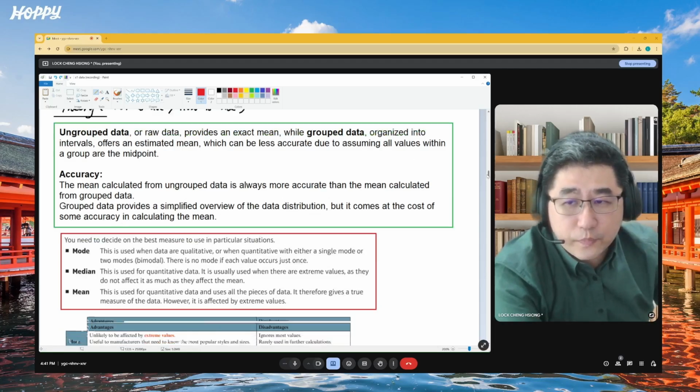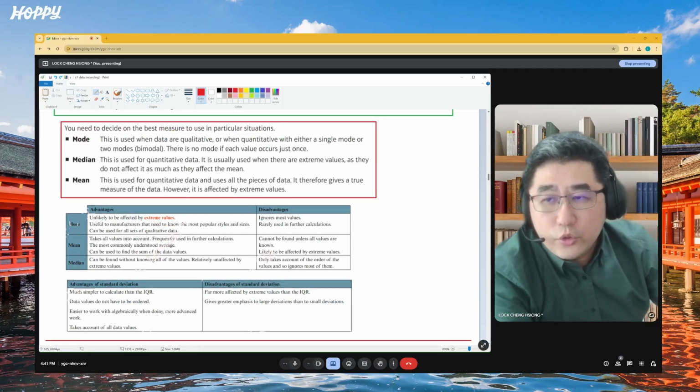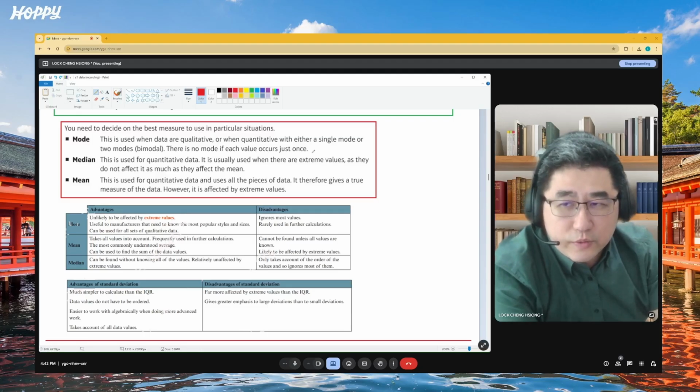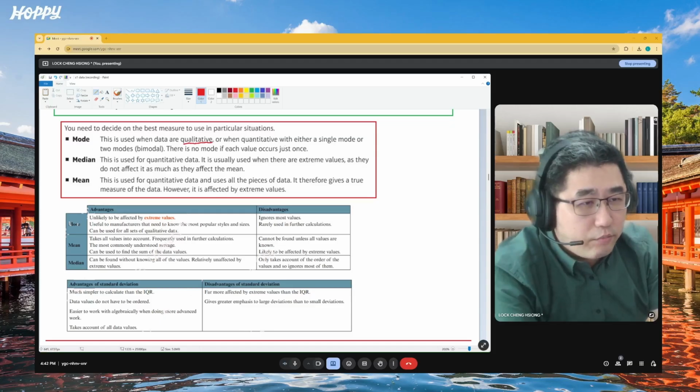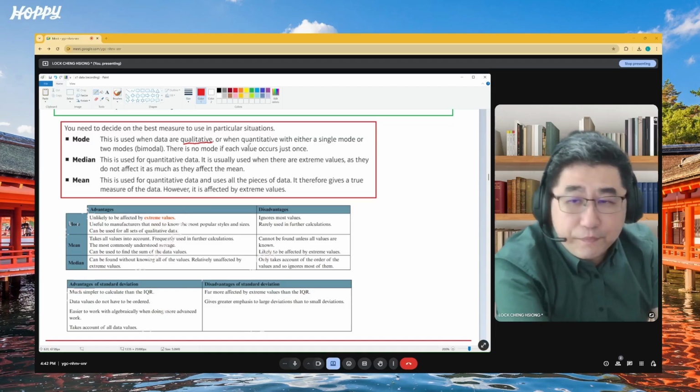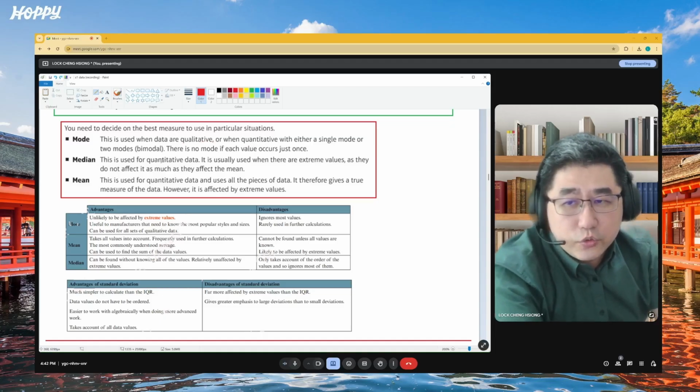Next, you need to decide on the best measure to use in a particular situation. When do we use the mode? This is used when the data are qualitative, or when the quantitative data has a single mode or is bimodal. There is no mode if all the values occur only once. If you have qualitative data, for example the color of cars, which color sells the most, you can see it by using the mode because it has the highest frequency.